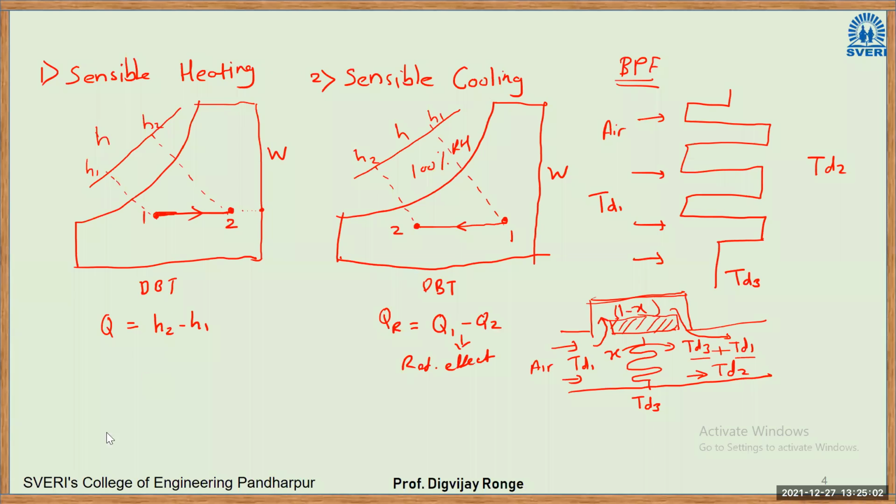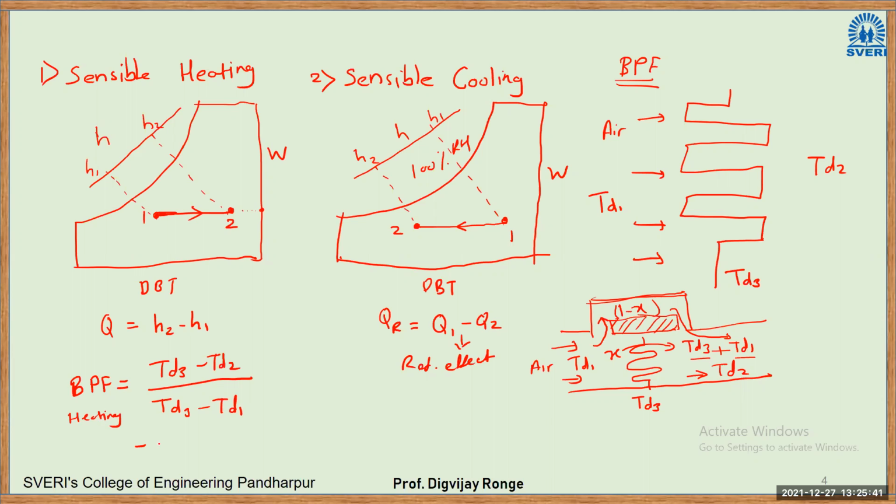Okay. So what will be the bypass factor here? In case of heating, in the numerator we are expecting the actual temperature drop. Actual temperature drop will be TD3 minus TD2, and the maximum temperature drop, which is the ideal condition, will be in the denominator. That ideal condition is TD3 minus TD1. So this will give you the bypass factor in the heating case.